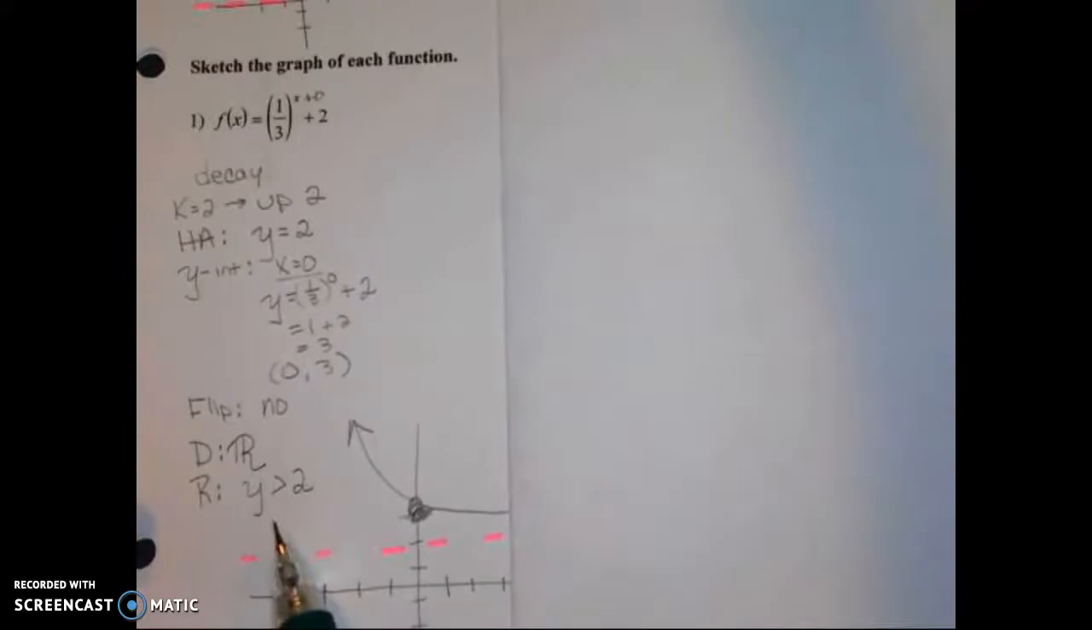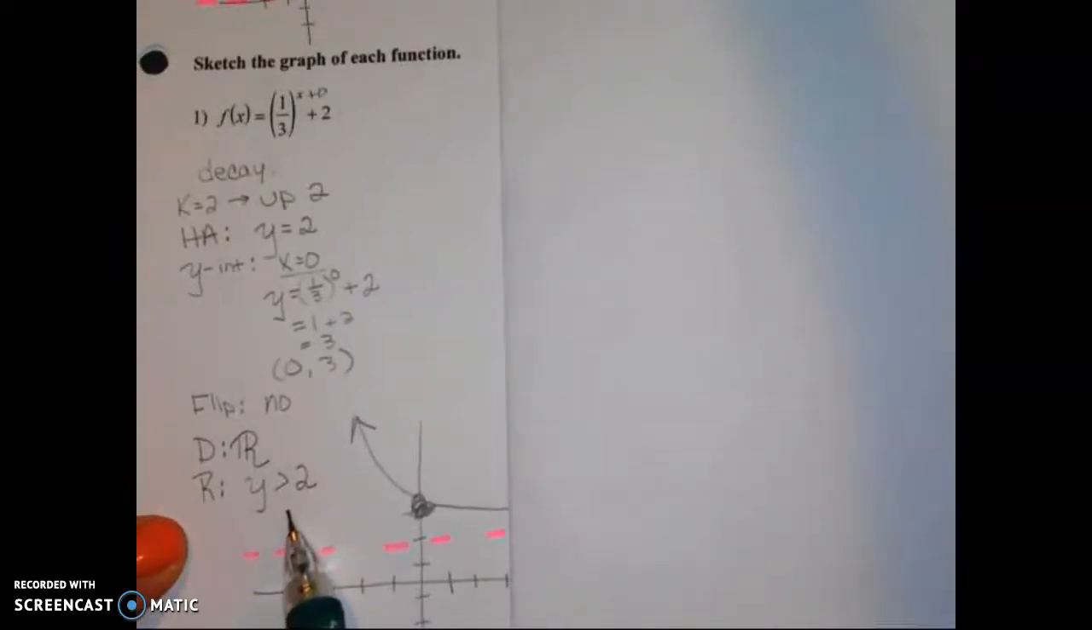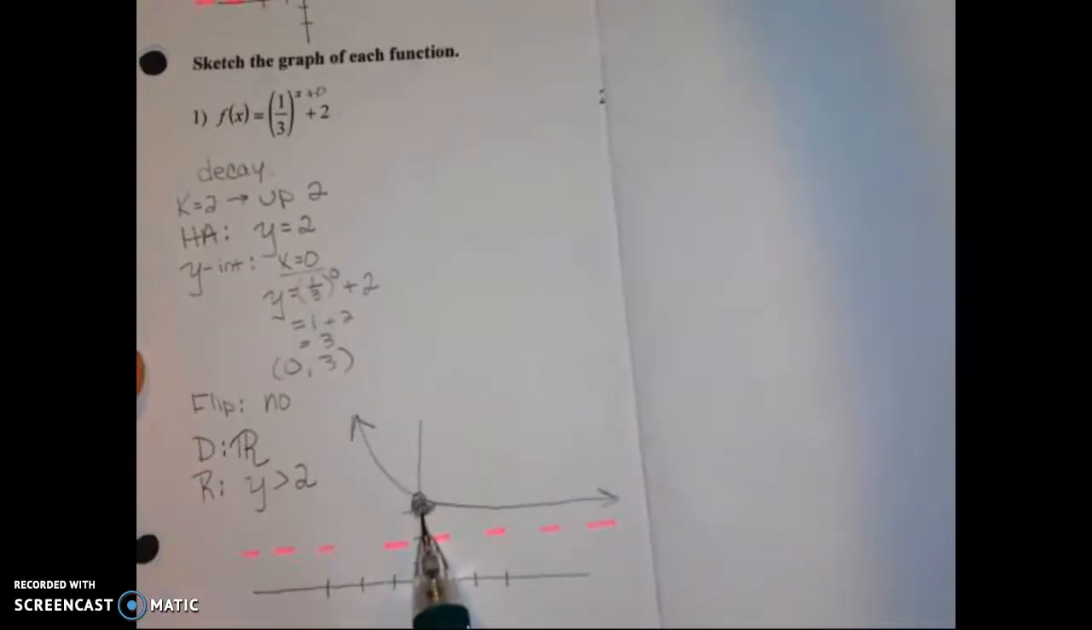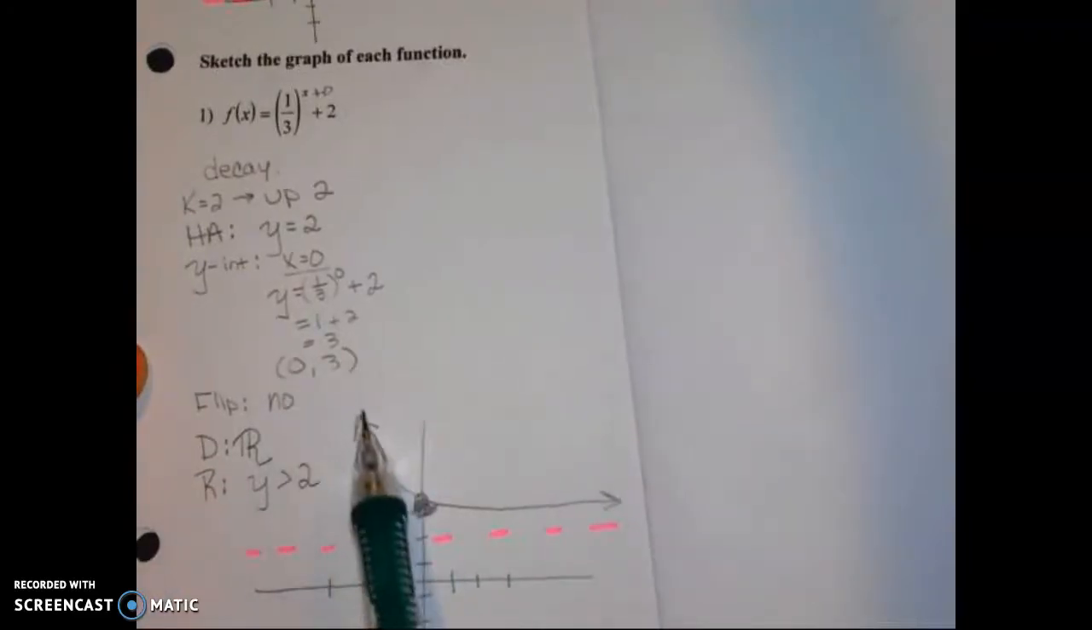The domain is all reals. My range is y is greater than 2. I'm going to graph my asymptote with this pretty highlighter. I started here at 0, 1. I had to go up 2. I also know that that's my y-intercept at 0, 3. I'm going to drop down and run along the asymptote.